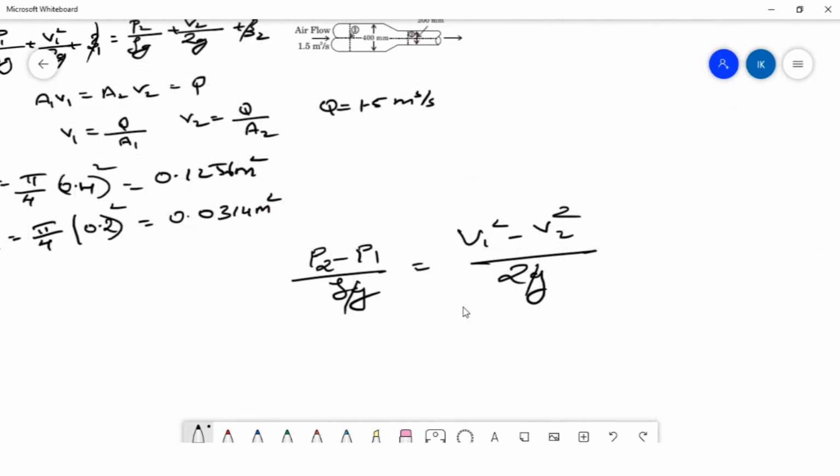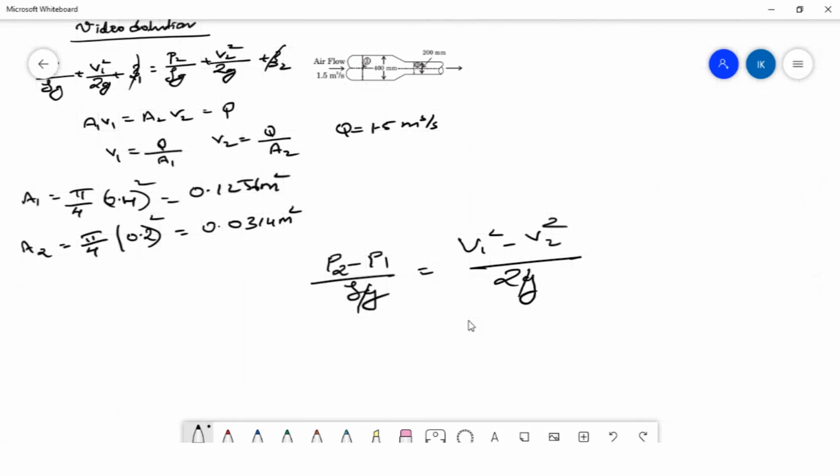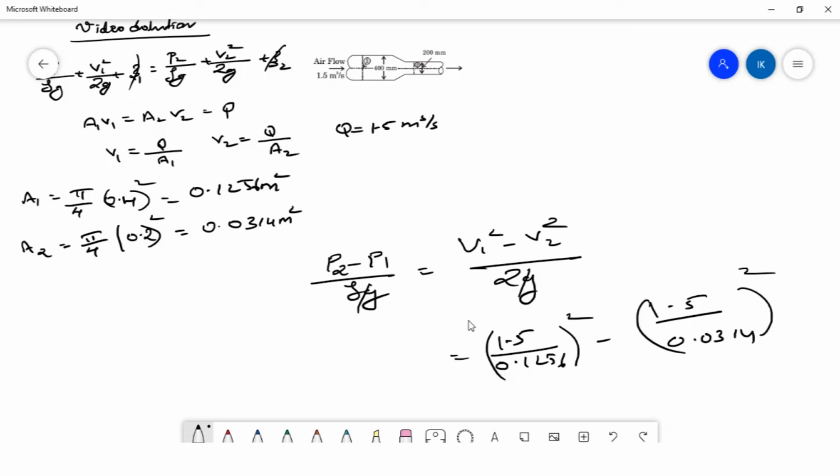Now we'll substitute V1 and V2. V1 is Q by A1. What is Q? 1.5 by 0.1256. So that will give us 1.5 divided by 0.1256 whole square minus V2, which is Q by A2, 1.5 divided by 0.0314 whole square, divided by 2, equal to P2 minus P1 divided by rho.